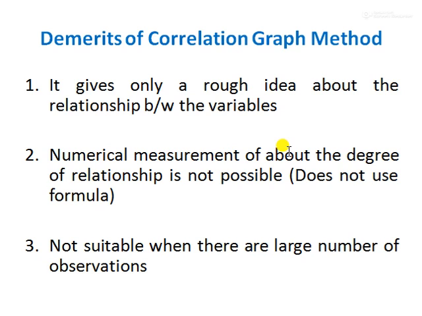Then what are the important demerits of the correlation graph method? It gives only a rough idea about the relationship between variables. Numerical measurement of the degree of relationship is not possible because no mathematical formula is used, and it is not suitable when there are a large number of observations. These are also the demerits of the scatter diagram method.